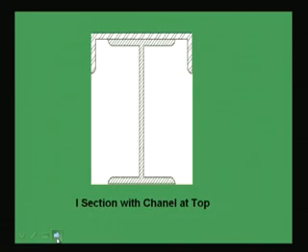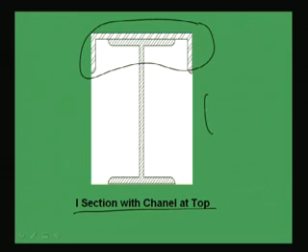Another section available is the I section with channel at top. If the stress is coming more here, means on this side, if moment is acting in this direction, then the compressive stress will be coming more here. So in that case we may need some extra material which can be provided in terms of a channel also. This is one section which is also commonly used in the industry.